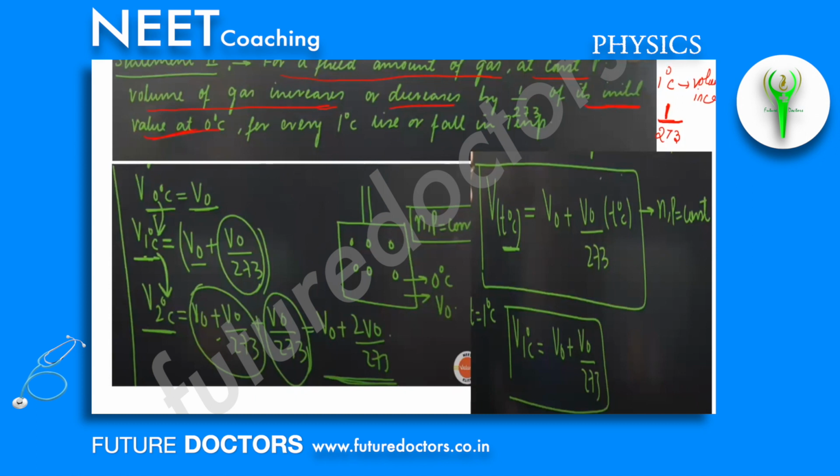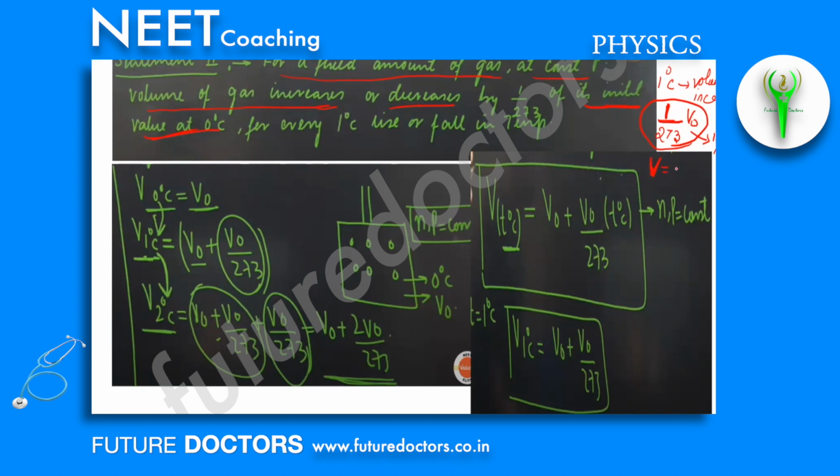So what is the initial value at 0 degrees? V naught. So this much is the increase. So V naught by 273, this is the increase in volume. Now at T1, what is the volume? So originally, this is the increase.